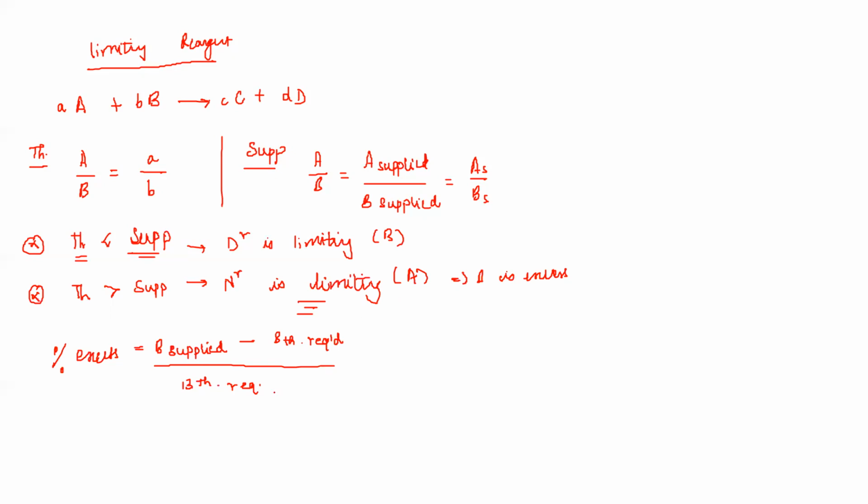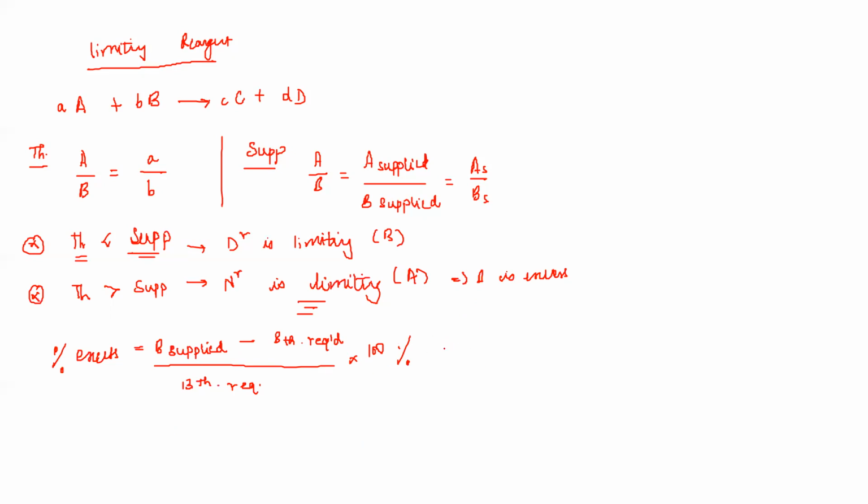This term is very important: theoretically required. We will see why. Theoretically required is basically the number of moles of a particular reactant that are required to react with the limiting reactant, the exact number of moles. So B supplied minus B theoretically required upon B theoretically required, into 100%, gives us the percentage excess of B.